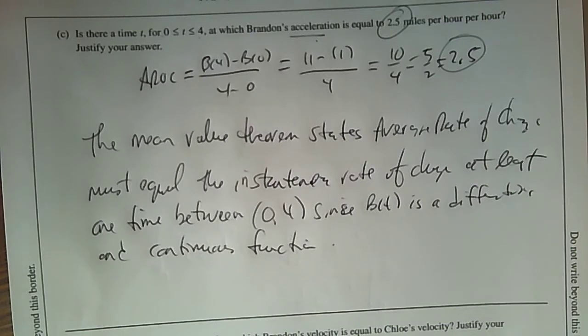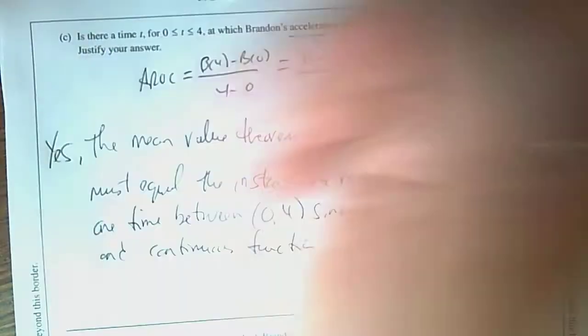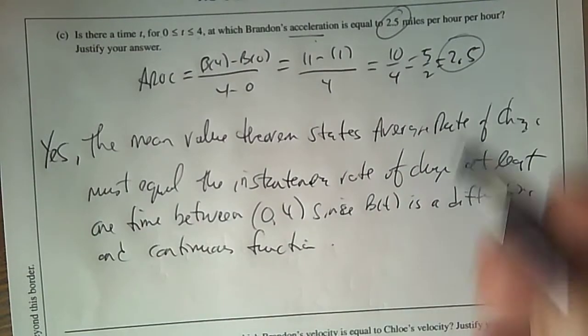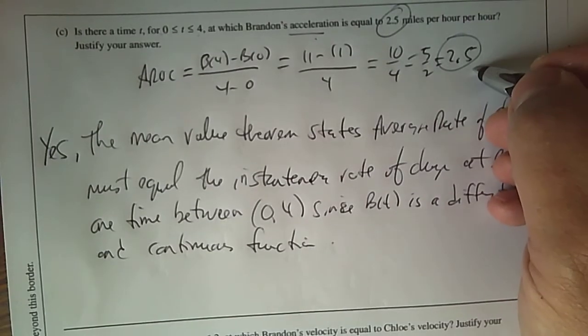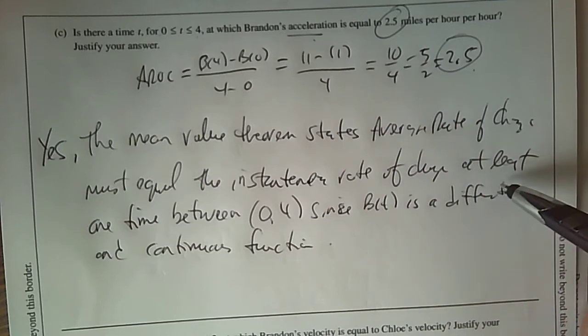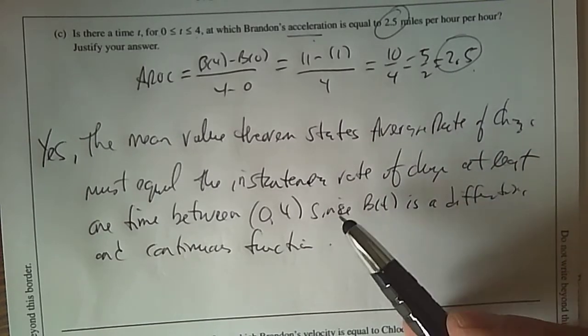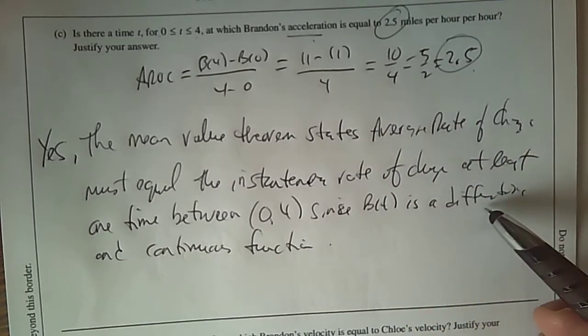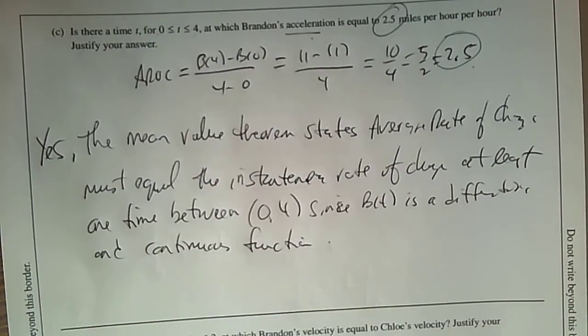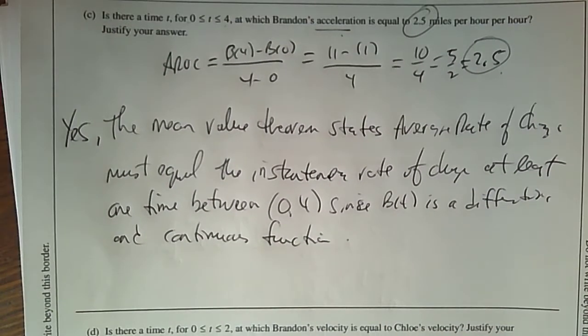So the question is, is there a time? And the answer is yes. The mean value theorem states that the average rate of change, which is 2.5, must equal the instantaneous rate of change at least one time between 0 and 4, since b at t is a differentiable and continuous function, which is given right in the prompt at the beginning.